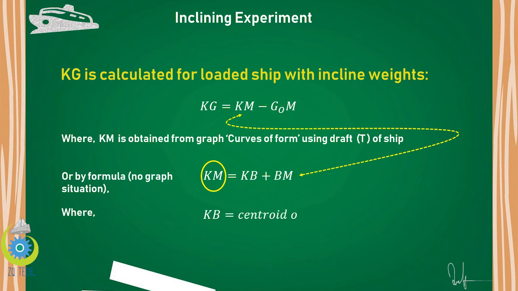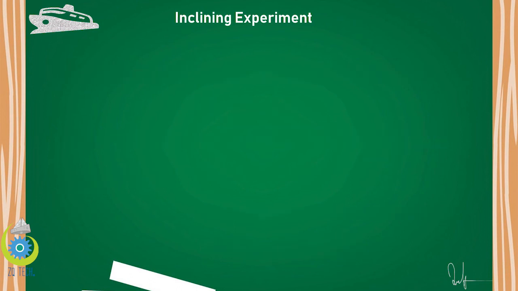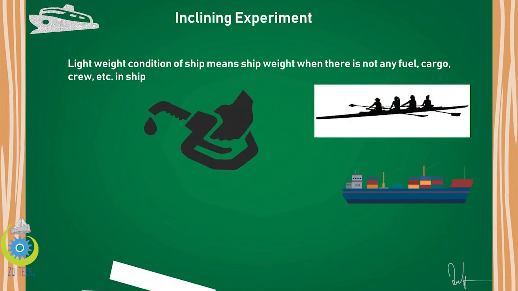Some complementary things you should know: KB is basically the centroid of the waterplane area of the ship. BM, from the center of buoyancy to the metacenter, is also known as the metacentric radius. Its formula is moment of inertia over displaced volume of the ship. Light condition of the ship means without any fuel, cargo, or crew. There is no fuel, no crew, and no cargo placed on the ship. So in that light condition, the KG formula will be this. You can use these books as your reference books.